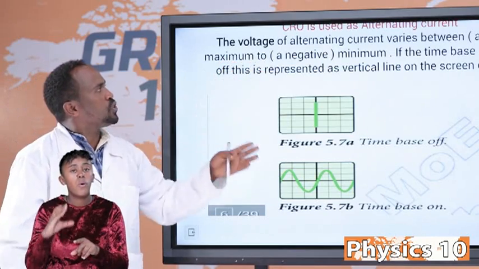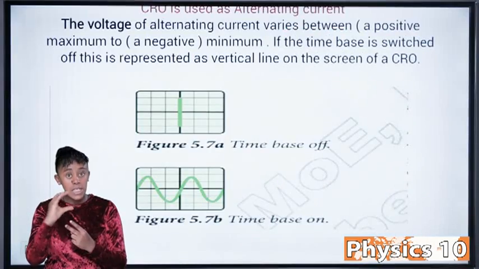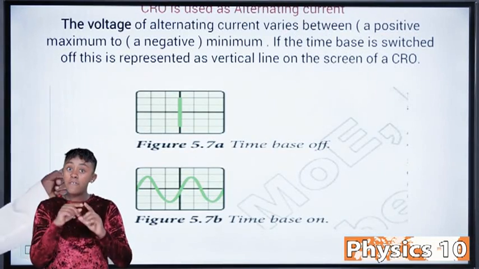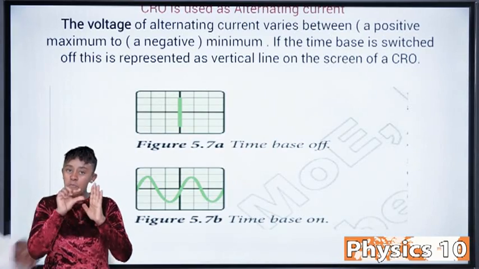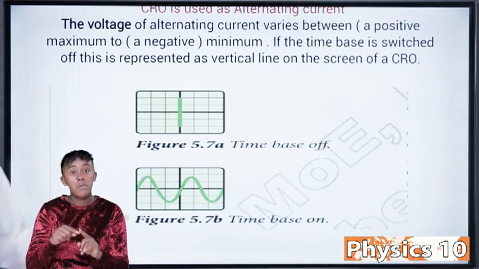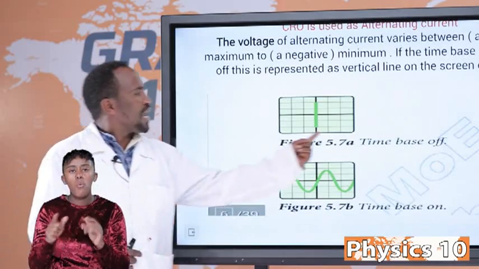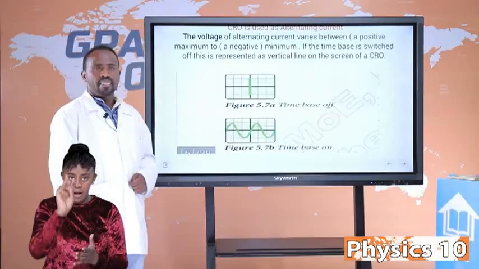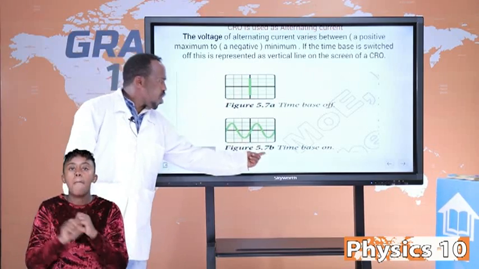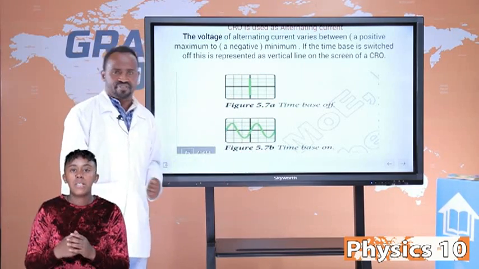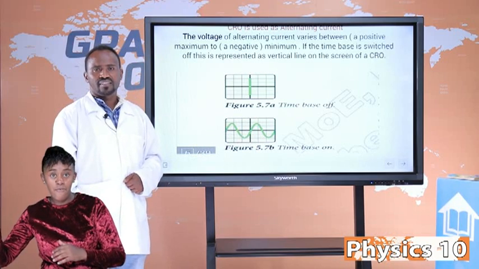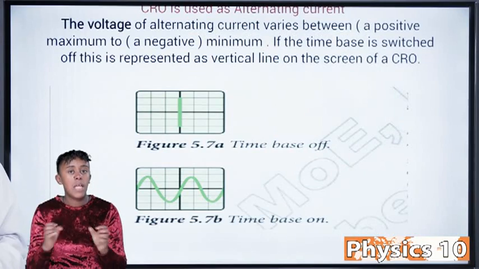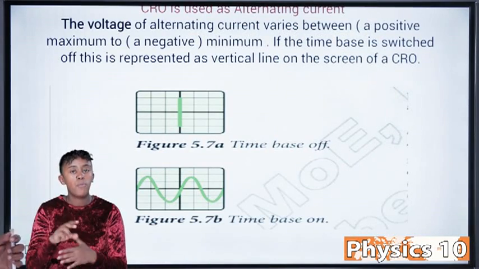So also, the cathode ray oscilloscope is used for alternating current. The voltage of alternating current varies between positive maximum and negative minimum. Here, this is the positive maximum and this is the negative minimum. When the time base is off, it is a vertical line. After the time base is on, it looks like a sine wave. Students, do you understand the use of the cathode ray oscilloscope? Excellent. Now let us jump to the next.